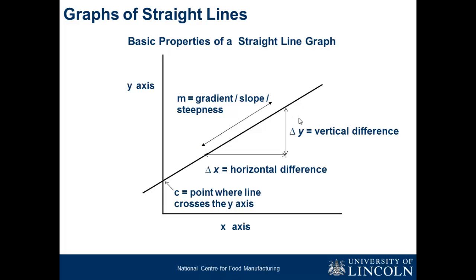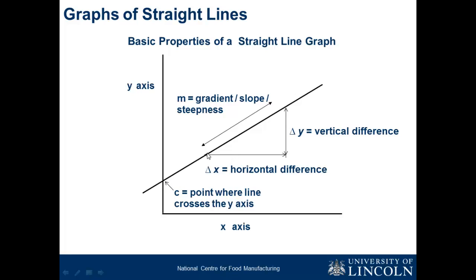Now, this is a typical example just to emphasize my explanation. Have a look at this graph. This is a straight line graph. This is our y axis, this is our x axis. Now you can see that when you draw the graph, this is where it cuts the y axis. So this is an intercept. This is where it crosses the y axis. The value here is your c, where the line crosses the y axis.